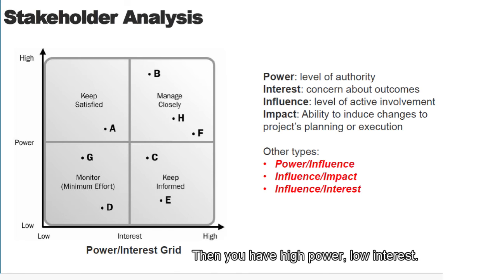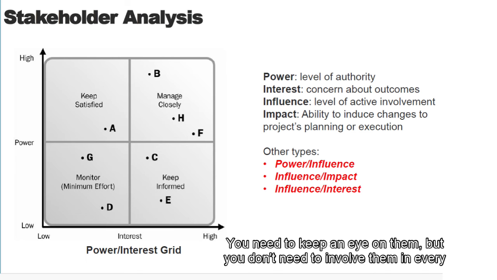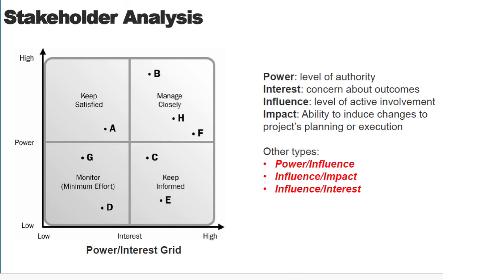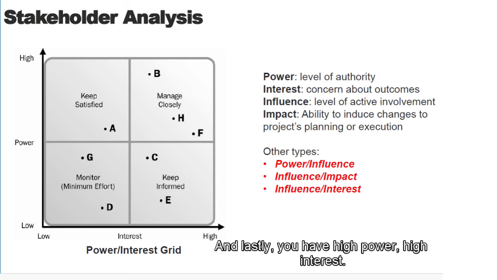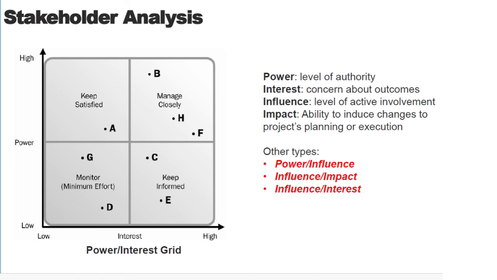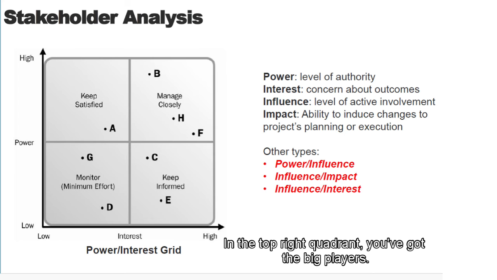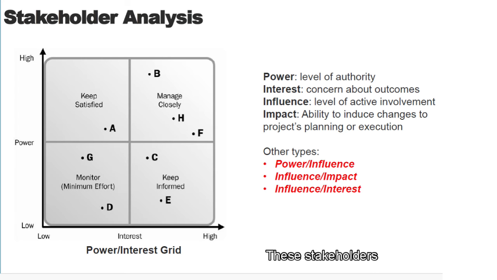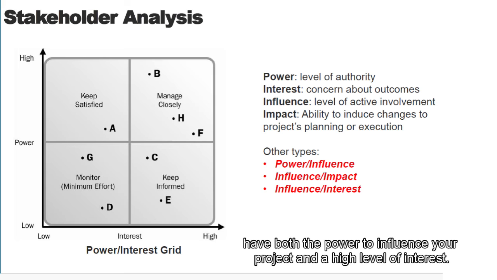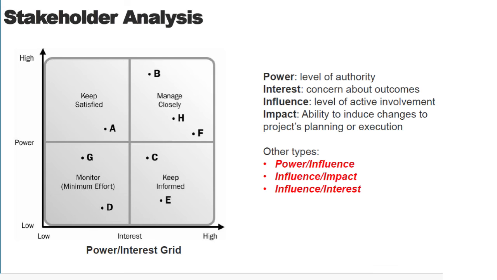Then you have high power, low interest. Up in the top left quadrant, you've got stakeholders who can significantly impact your project, but they are not all that interested. You need to keep an eye on them, but you don't need to involve them in every single detail. And lastly, you have high power, high interest. In the top right quadrant, you've got the big players. These stakeholders have both the power to influence your project and a high level of interest. They demand your full attention.